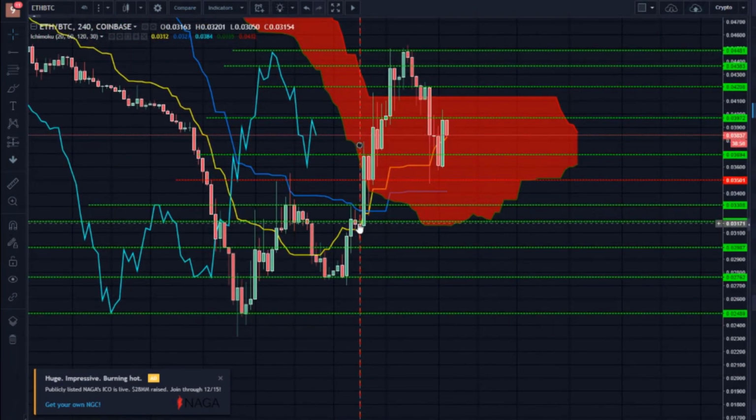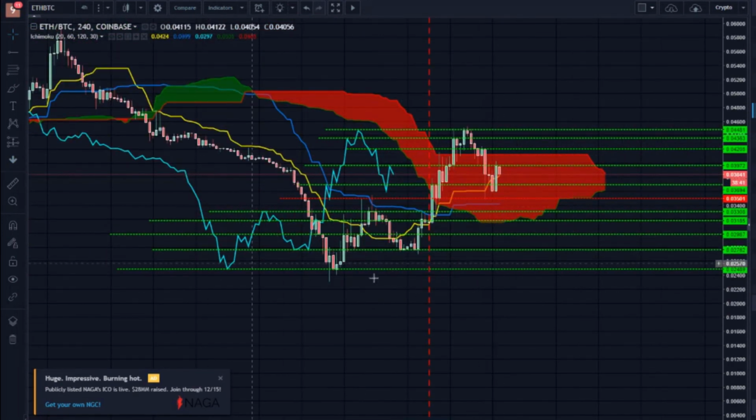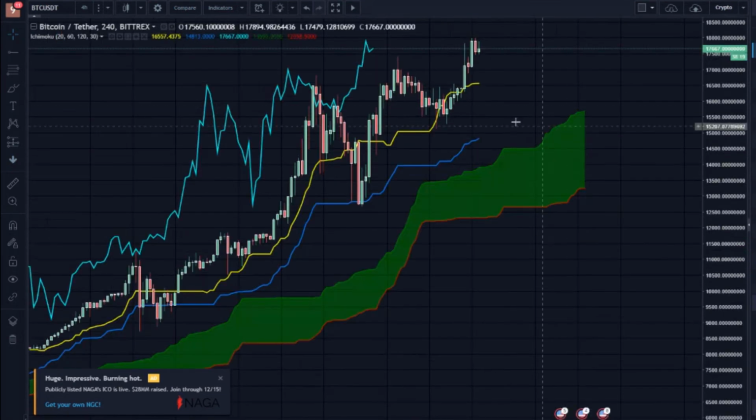So look, that almost corresponded with a TK cross. Granted, it is below the cloud, so this isn't the best example, but you guys do get the basic idea of what the CS can do. So let's take a look at one more example. I think Bitcoin is probably a good one to look at.